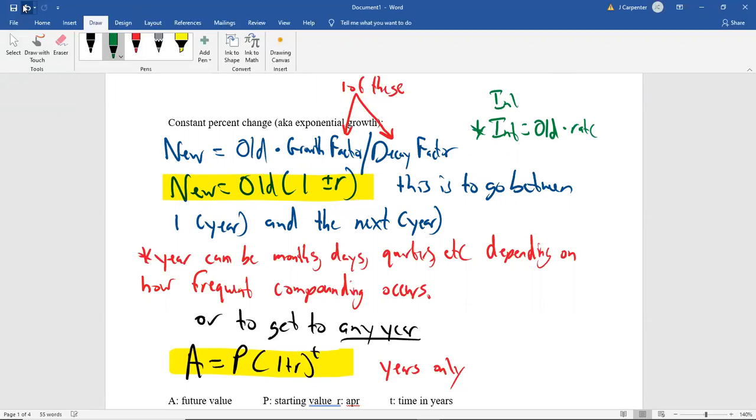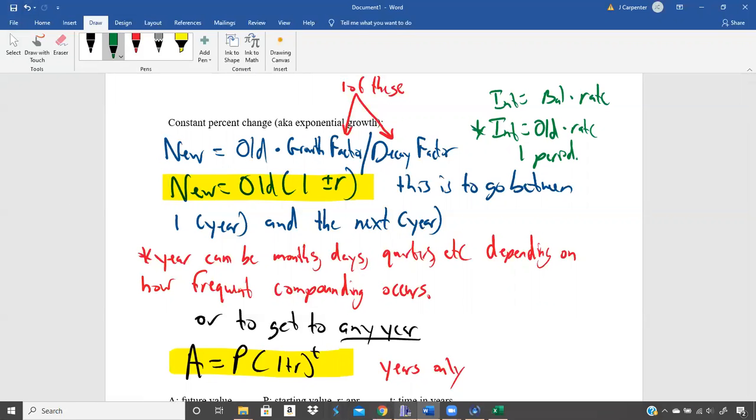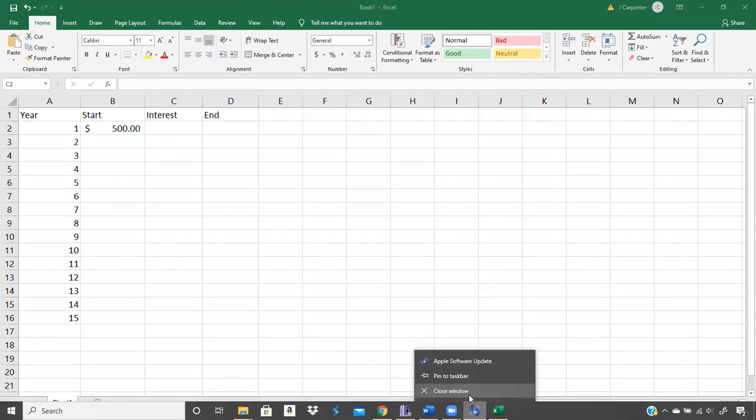Another way of writing that again is interest equals the previous balance times your rate. And that's only over one period of time. So if we're compounding annually, this has to be over 1 year. If we're compounding monthly, it has to be over 1 month. If we compound monthly, you can't do 12 months worth of interest all at once using this formula. It's much more complicated than that. All right, so back to Excel.